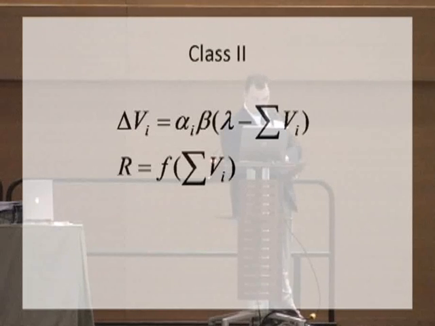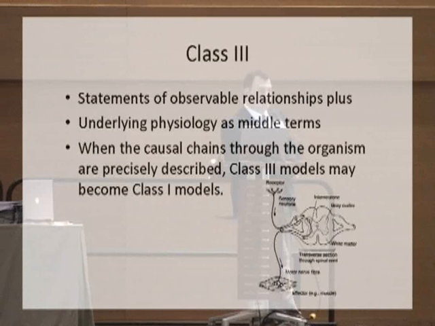So those are two classes that I've worked in before. Third class of statements we might make are those observable relationships between environment and behavior, plus some underlying physiology as the middle term. And in this case, here's a reflex arc. The underlying physiology in that case is well known, and so when you walk through all the causal chain, and they're really precisely described, these models actually become class 1 models because everything in the model is directly observable. And so we can see the sensory neuron, the motor neuron fire. We can see it cause the effector muscle to contract and actually walk all the way from the change in the environment to the change in the organism's behavior, straight through physiology.